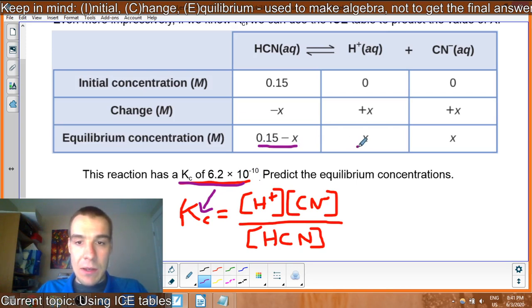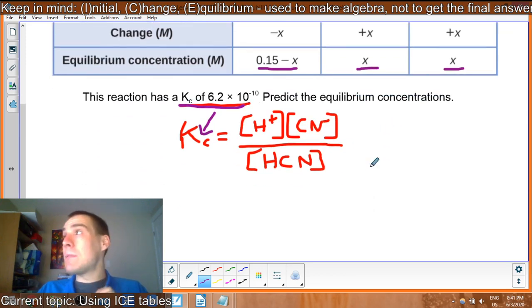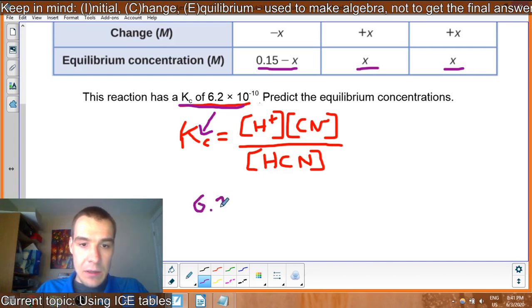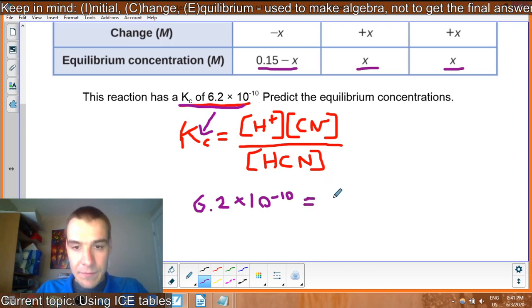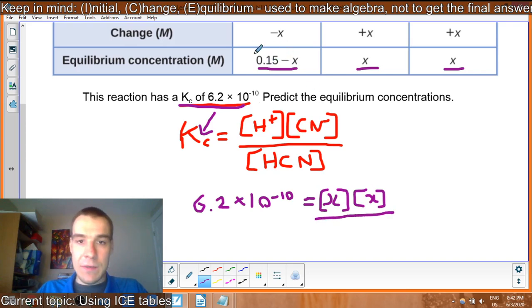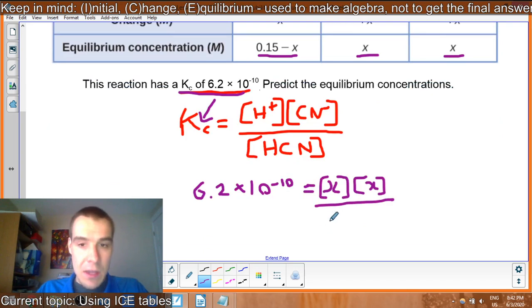We know that number there is 6.2 times 10 to the negative 10. And we know this algebraic expression, that this is X, and that that's X, and that that's 0.15 minus X. So we can rewrite this as 6.2 times 10 to the minus 10 is equal to X, because that's my concentration of H, times X over this one, the concentration of HCN, 0.15 minus X.